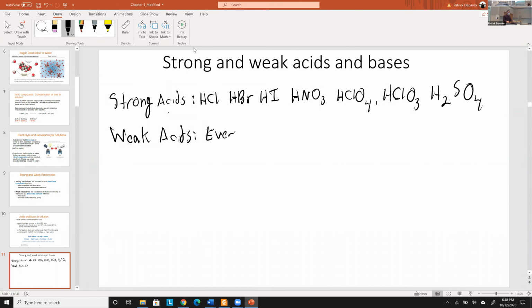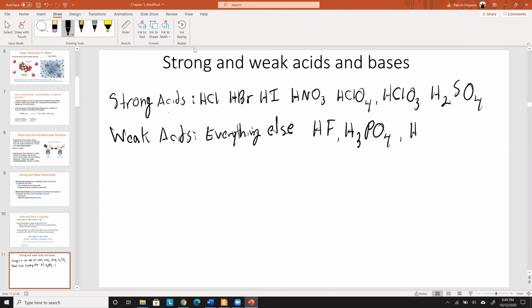So I'll put everything, but it has to be an acid. I'll write everything else, but everything else that's an acid. And examples, HF, H3PO4, phosphoric acid. This is hydrofluoric acid. This is hydrosulfuric acid, H2S, not H2SO4.